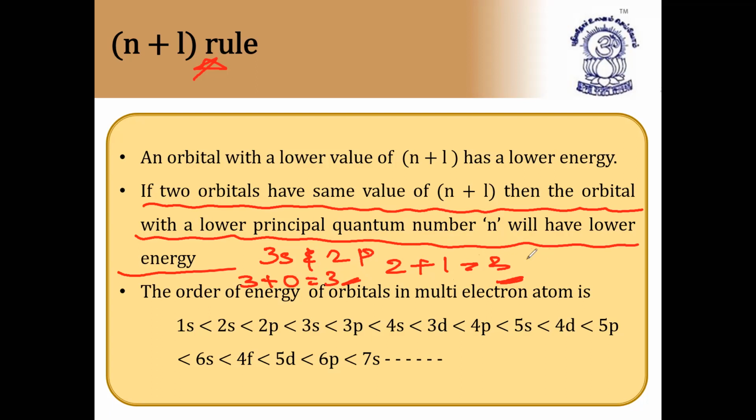But which has lesser energy? The orbital with the lower principal quantum number. That's why 2p is less than 3s. 2p is less than 3s. I hope you can understand this clearly.